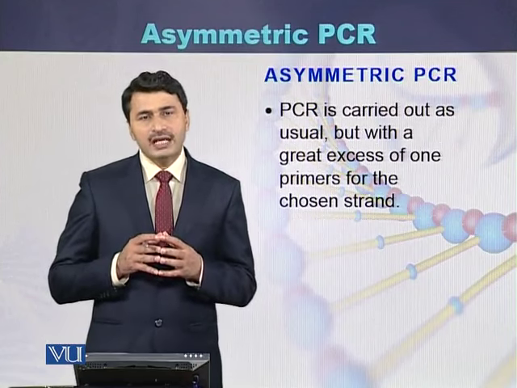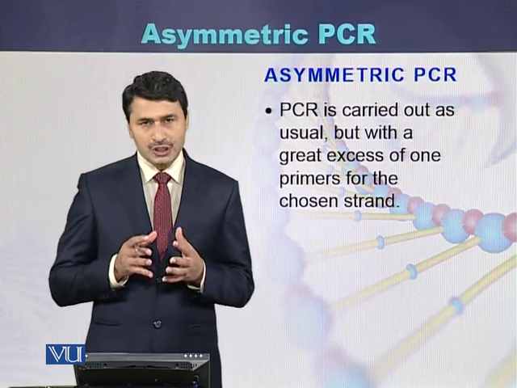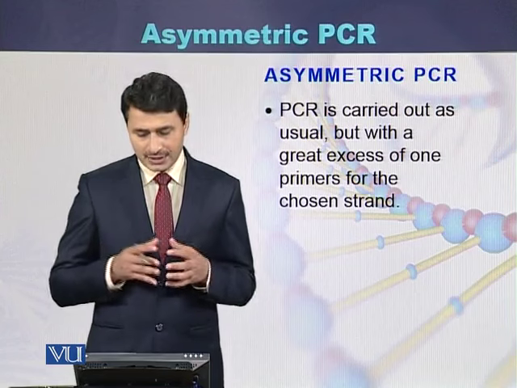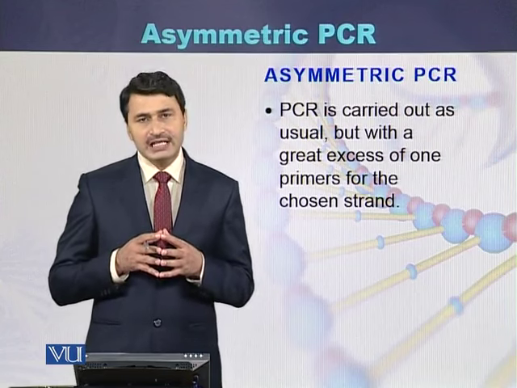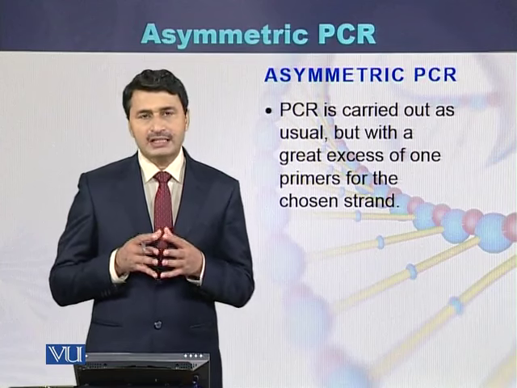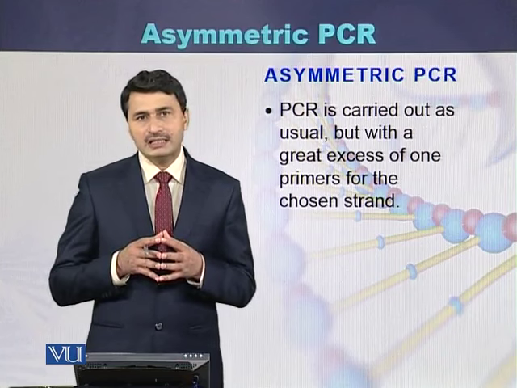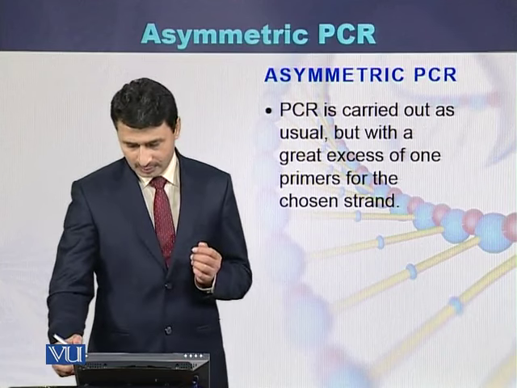In case of asymmetric PCR, PCR is carried out as usual, as a normal PCR, but with a great excess of one of the primers. One of the primers is in large quantity while the other primer is in less quantity.